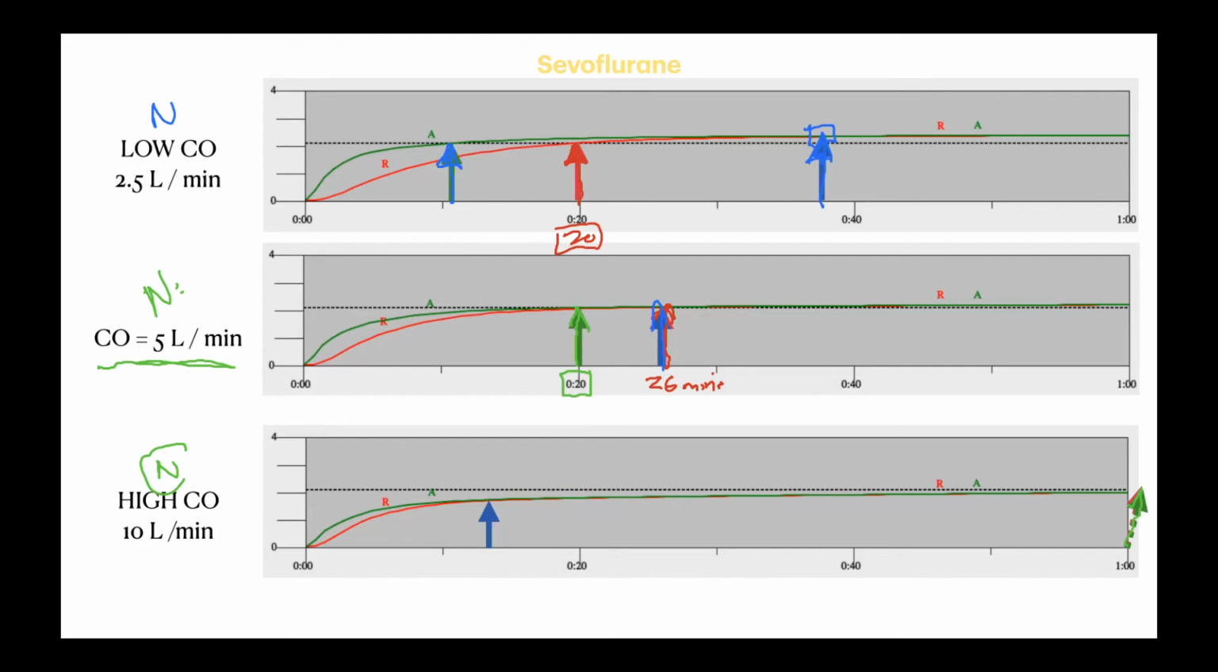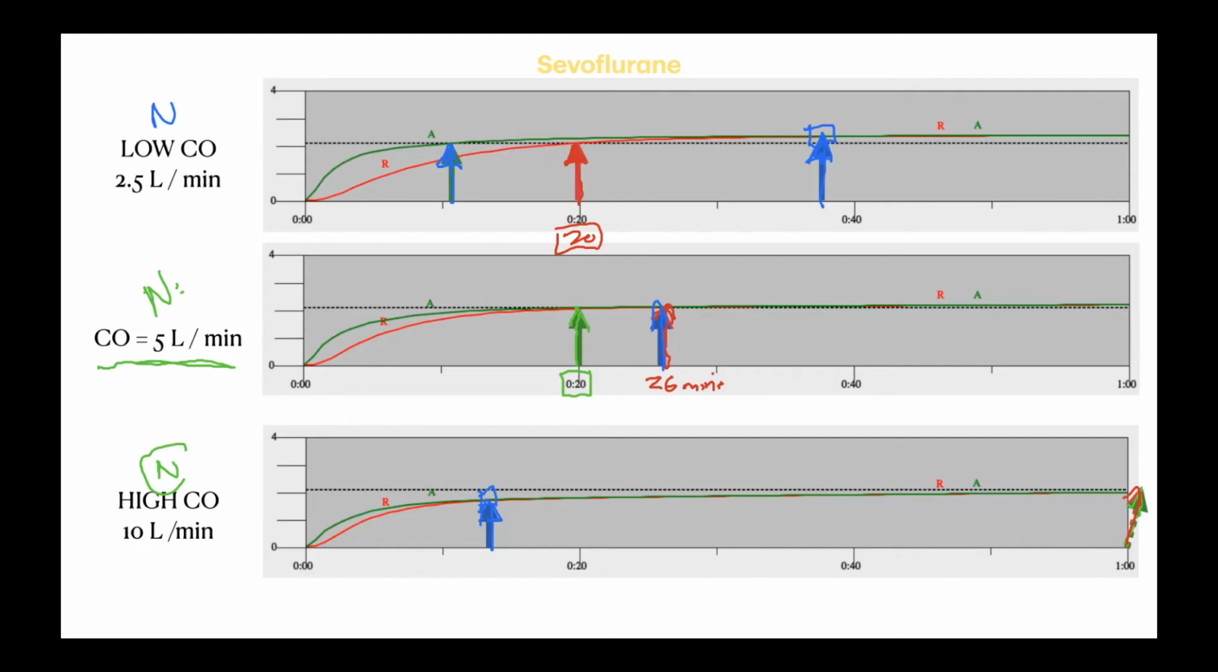And because of that, the vessel rich group is also taking much, much longer to reach that threshold. But what is really interesting is when it reaches equilibration. It reaches equilibration much faster. And I think that this actually shows you the impact of cardiac output.